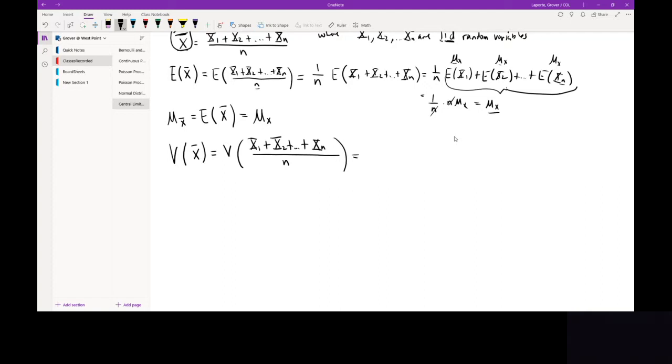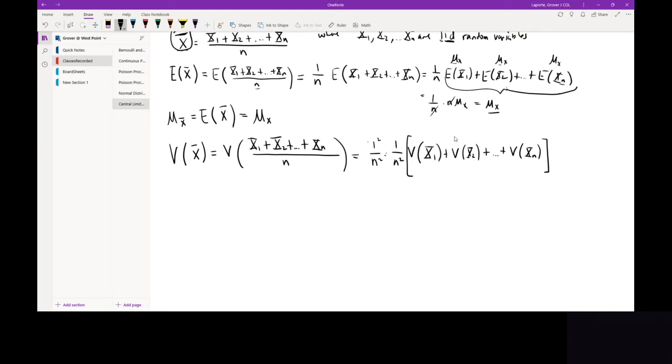If you remember from a couple of lessons ago, when we talked about how you find the variance of a linear function, we know that we can take 1 over n out just like we did above, except when you take it out of the variance, it's squared. So you'd square that, which is 1 over n squared, times the variance of each one of these: the variance of x1, plus the variance of x2, plus dot dot dot plus the variance of xn.